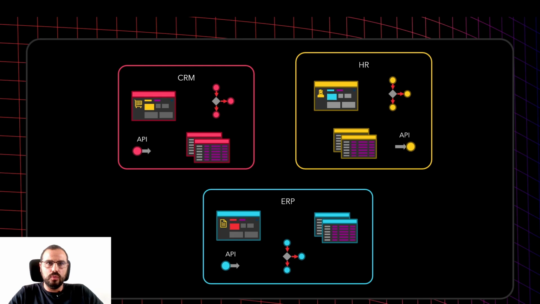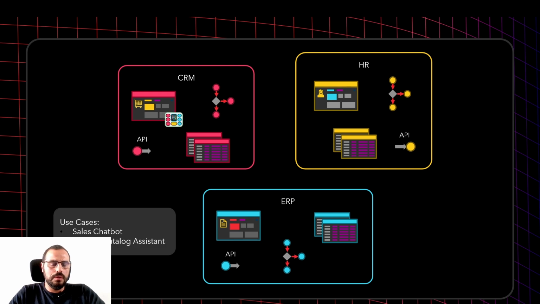What could we do with AI? We could start by having an agent on the CRM application, a sort of sales chatbot that could perform some actions on that web page, to help the user find some products, find information related to sales orders, etc.